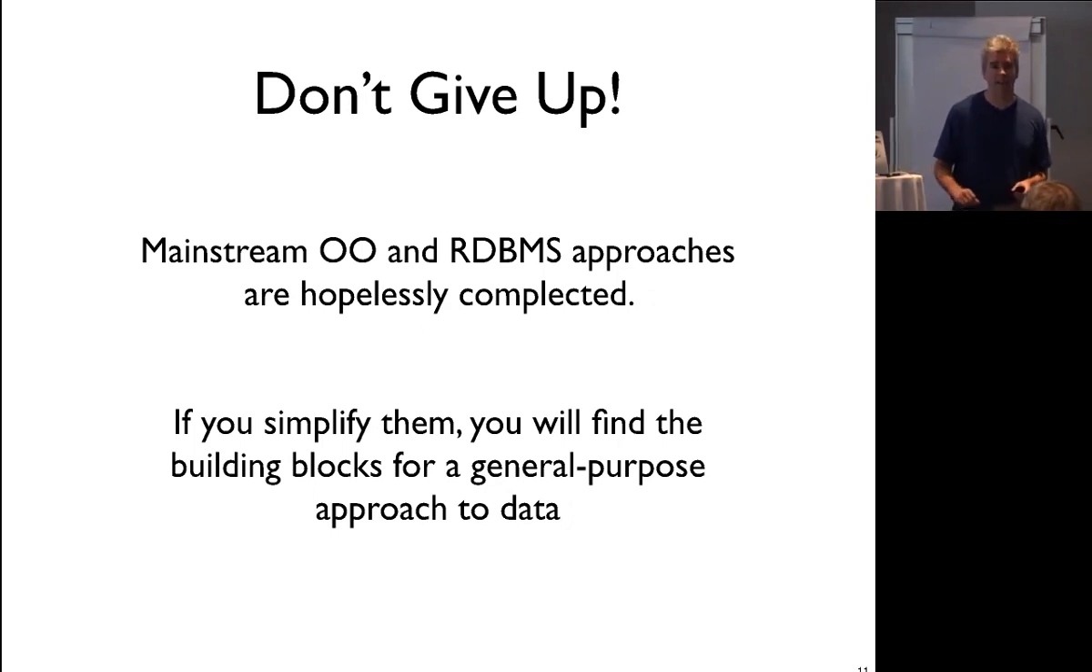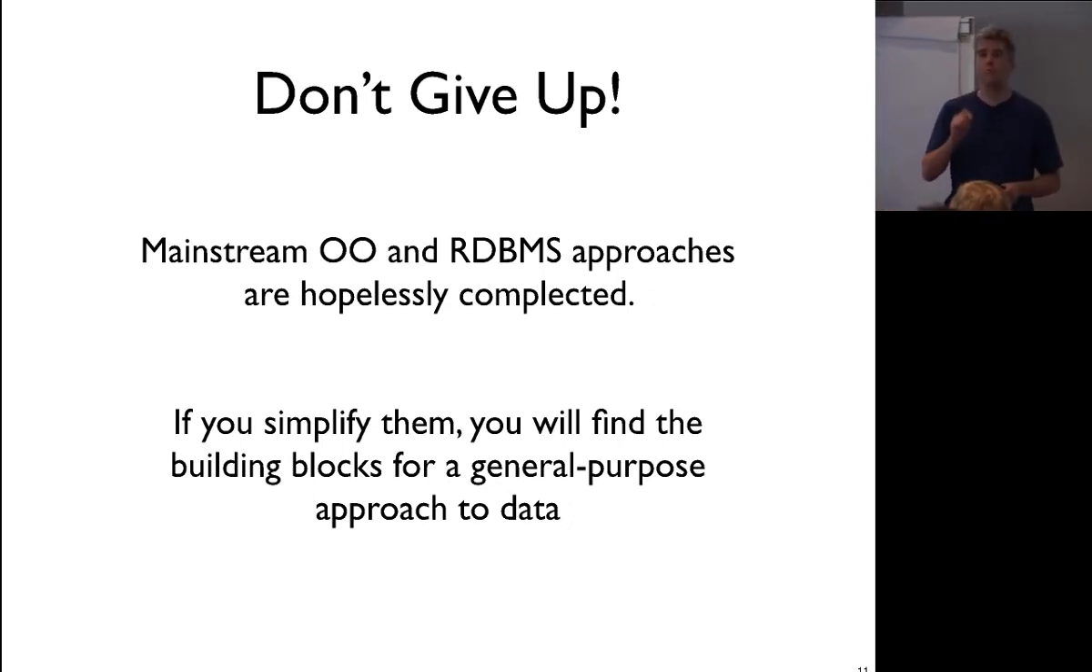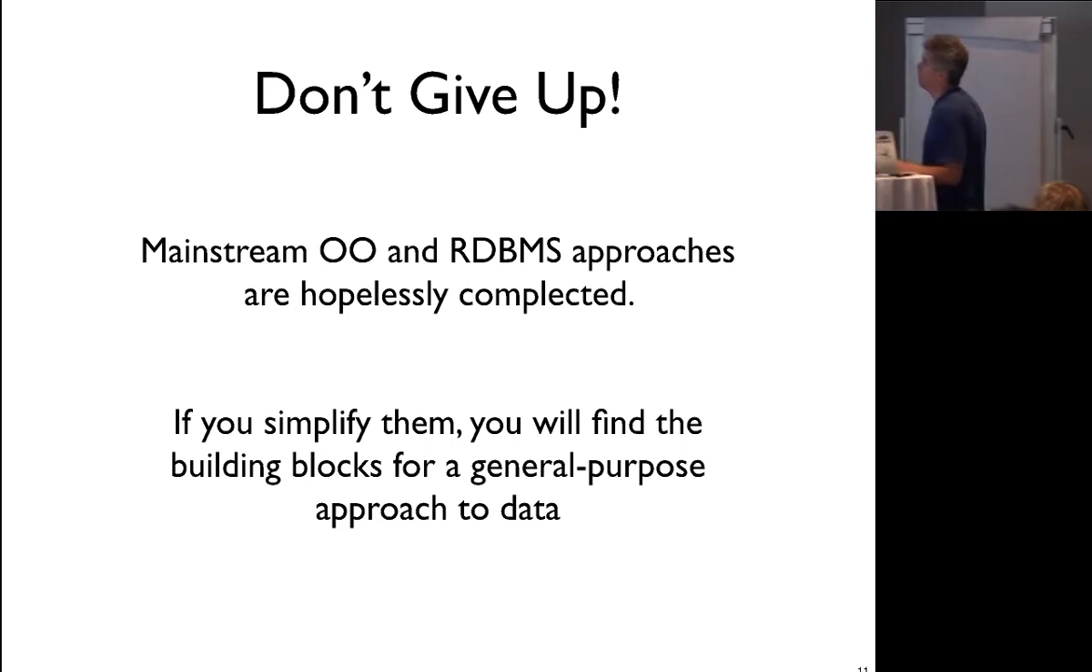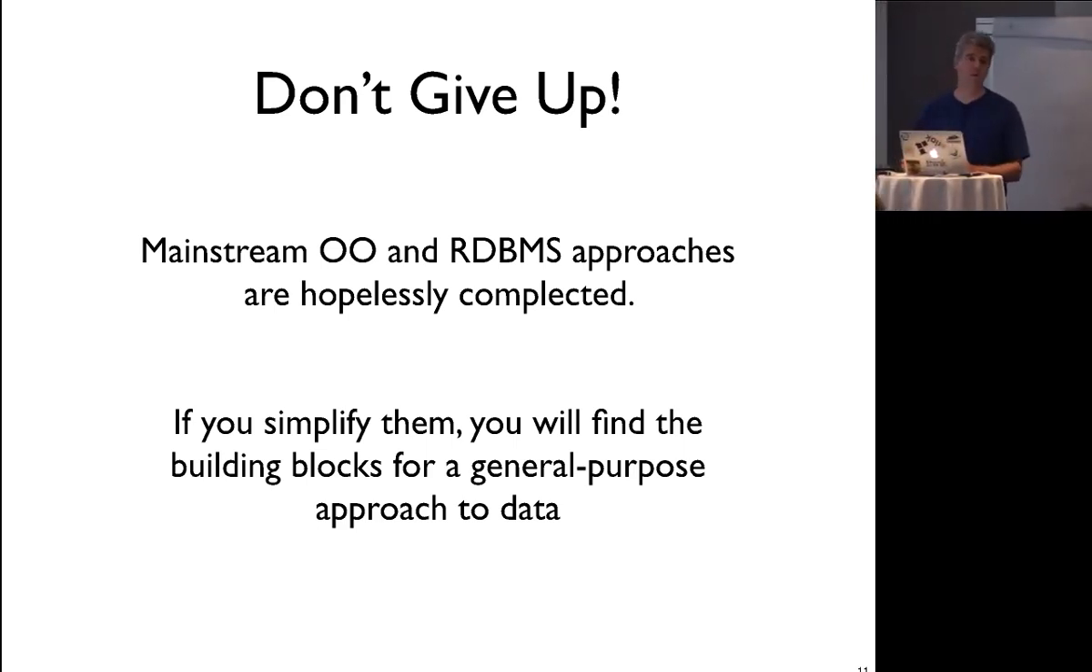And I'm here to say today that this problem is a problem of our own making. Right? We made this problem. We invented it, and we invented it because both object orientation and the relational model as realized in RDBMS systems is hopelessly complected. Right? Multiple different things are braided together. So the word complect, to braid together. Multiple different things are braided together.